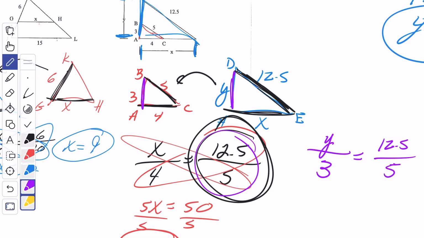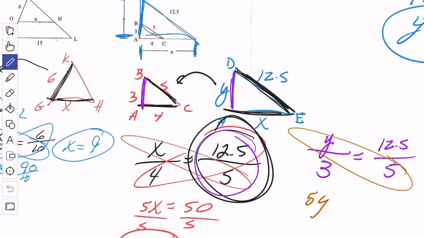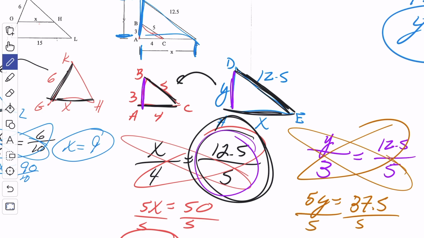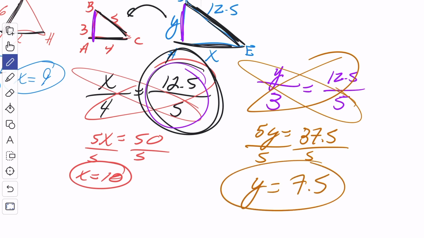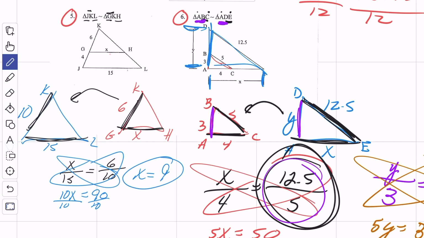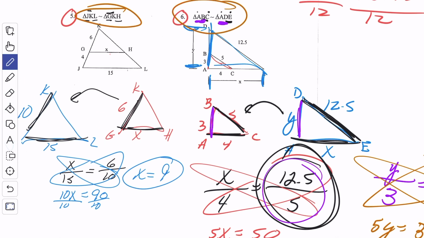And then from here, we will go ahead and cross multiply. So we get 5y is equal to, well, 12.5 times 3, and 12.5 times 3 is equal to 37.5. And then we divide each side by 5. And y is then equal to 7.5. And that would be your final answer. All right, so when the triangles are overlapping, look at the similarity statement that they give you and separate those triangles. It's telling you how they have to be written out.